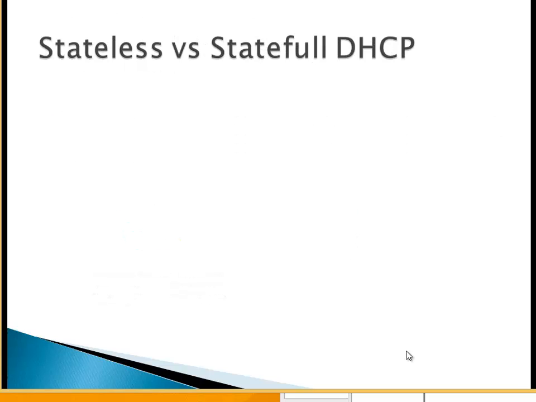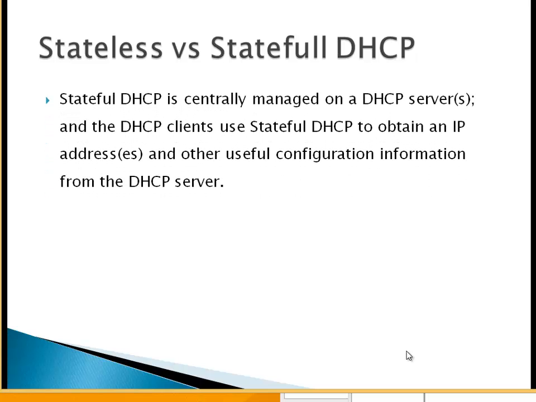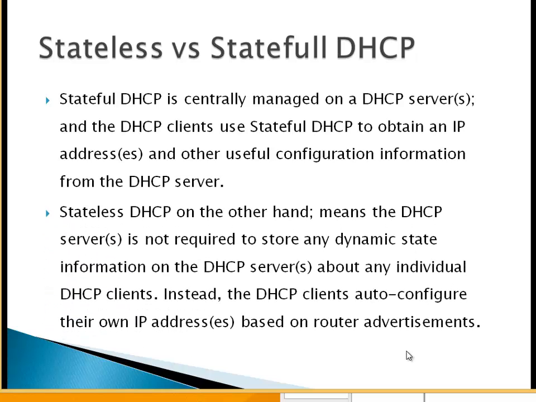Then we have stateless against stateful DHCP servers. Stateful DHCP is centrally managed on a DHCP server, and the DHCP clients will use stateful DHCP to obtain IP addresses and other useful configuration information from the DHCP server. So stateful means that there is a DHCP server running. Stateless means there is no DHCP running. It's not configured to store, and there's no DHCP server, and the clients will auto configure their own IP addresses based on the router advertisements.